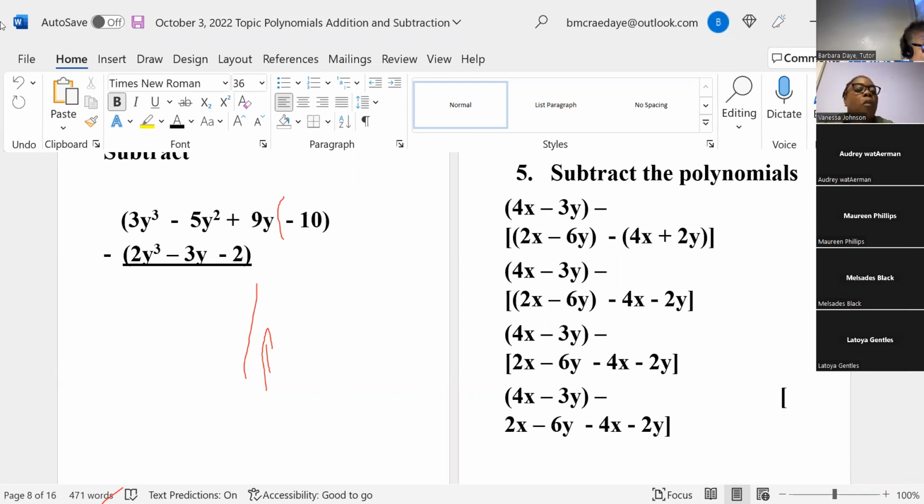Keeps moving over. Okay, so let me just do this. Minus 2x, so I can take this out, right? Because I combine this, and then we combine this, right? Let's take that out. Now, Maureen, what's minus 6y and minus 2y?